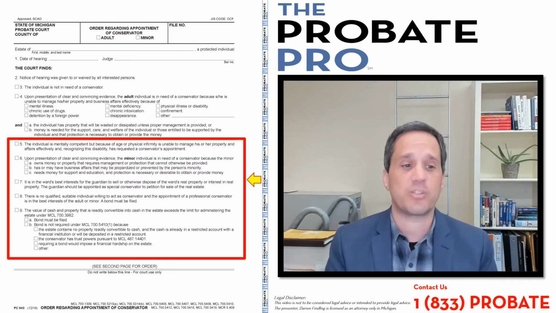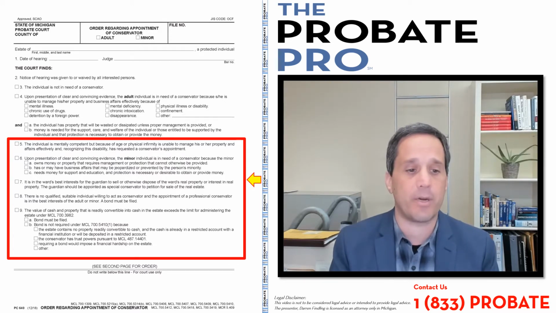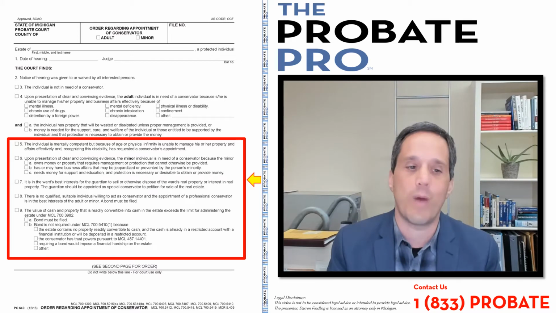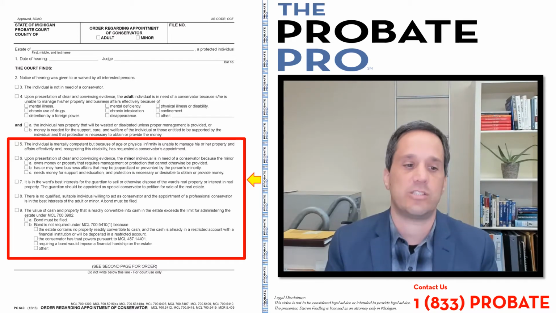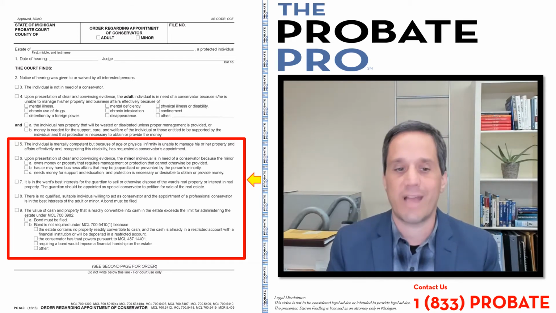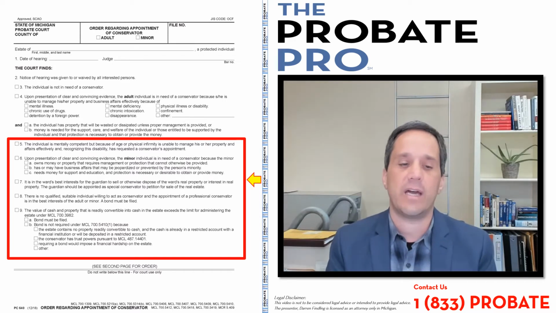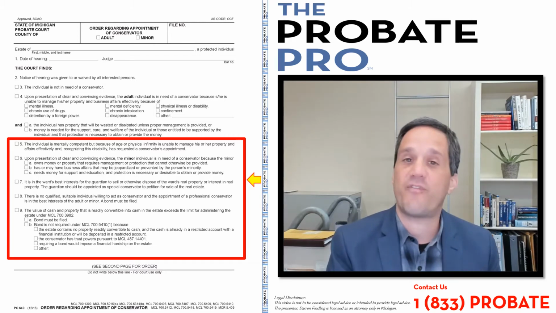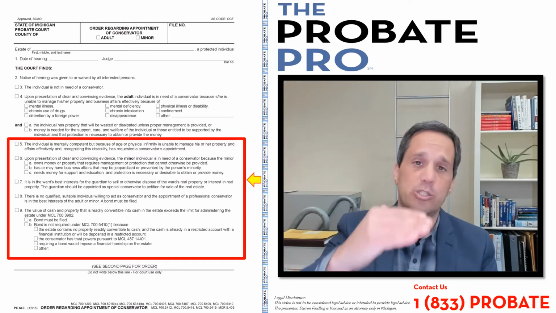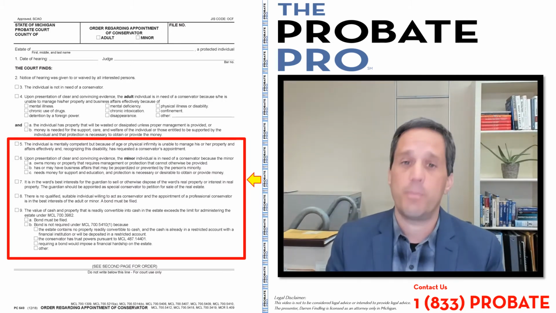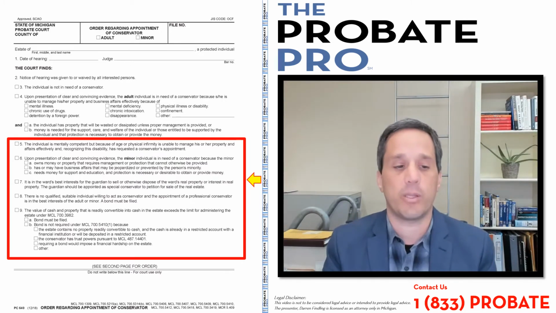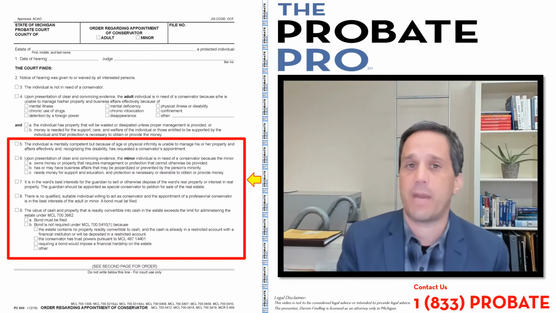Let's keep moving down. Number 7, it is in the ward's best interest for the guardian to sell or otherwise dispose of property. Now, again, this is a very nuanced piece of Michigan law that relates to a guardian's ability to address certain financial affairs. We're not going to cover that piece. It's a little nuanced for this explanation. 8 is that there's no qualified person to act and that the appointment of a professional conservator is necessary. So the court has to make a determination that there is nobody suitable before they can go to what we call a professional conservator. And in that case, a bond must be filed.